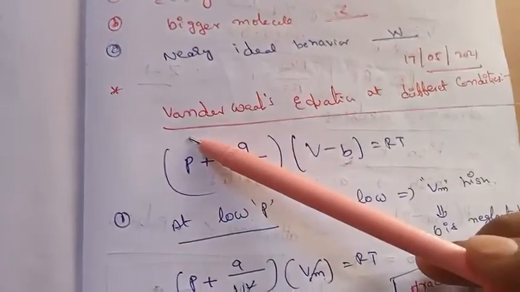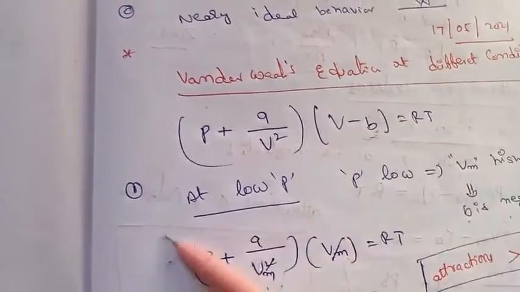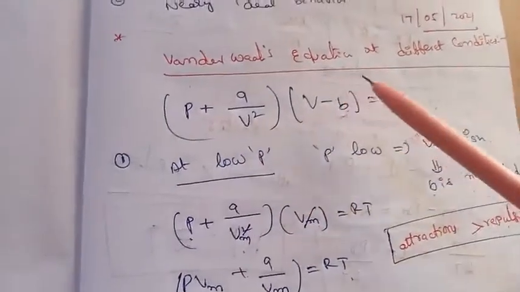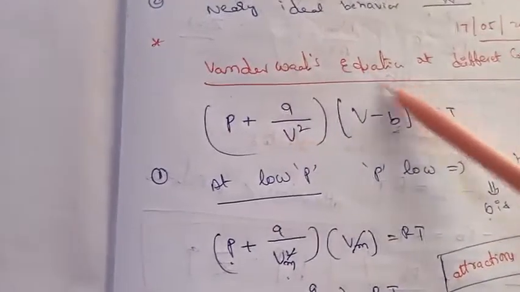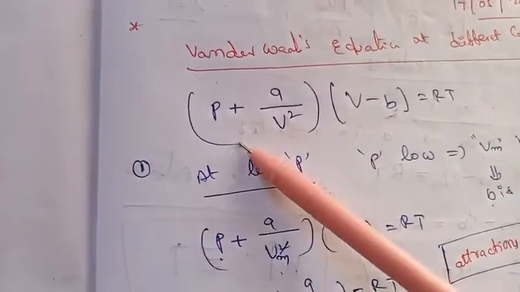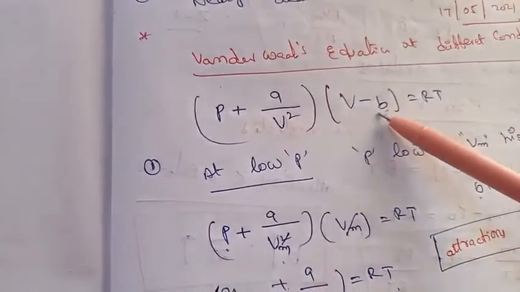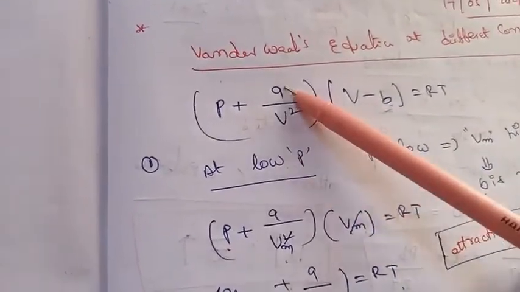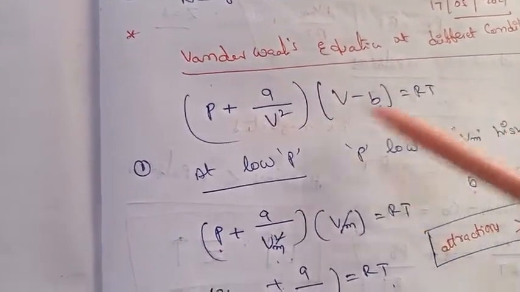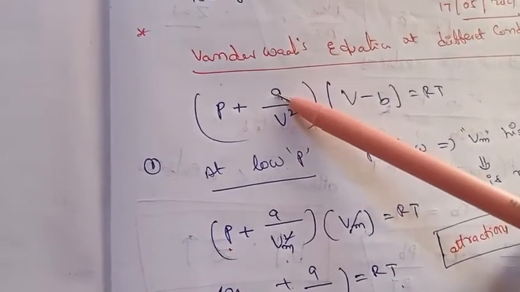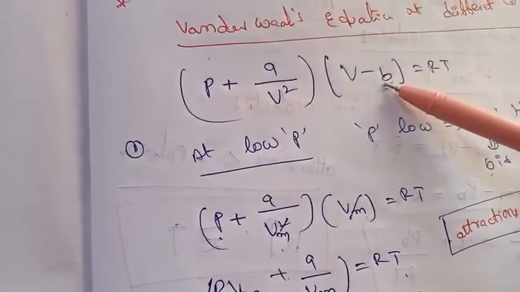Today I'm going to explain the van der Waals equation at different conditions. Very important. We know PV = nRT is the ideal gas equation. Now the van der Waals equation is (P + a/V²)(V − b) = RT. Here a/V² is the pressure correction and b is the volume correction. a indicates the intermolecular force of interaction, and b is about the size of the molecule.